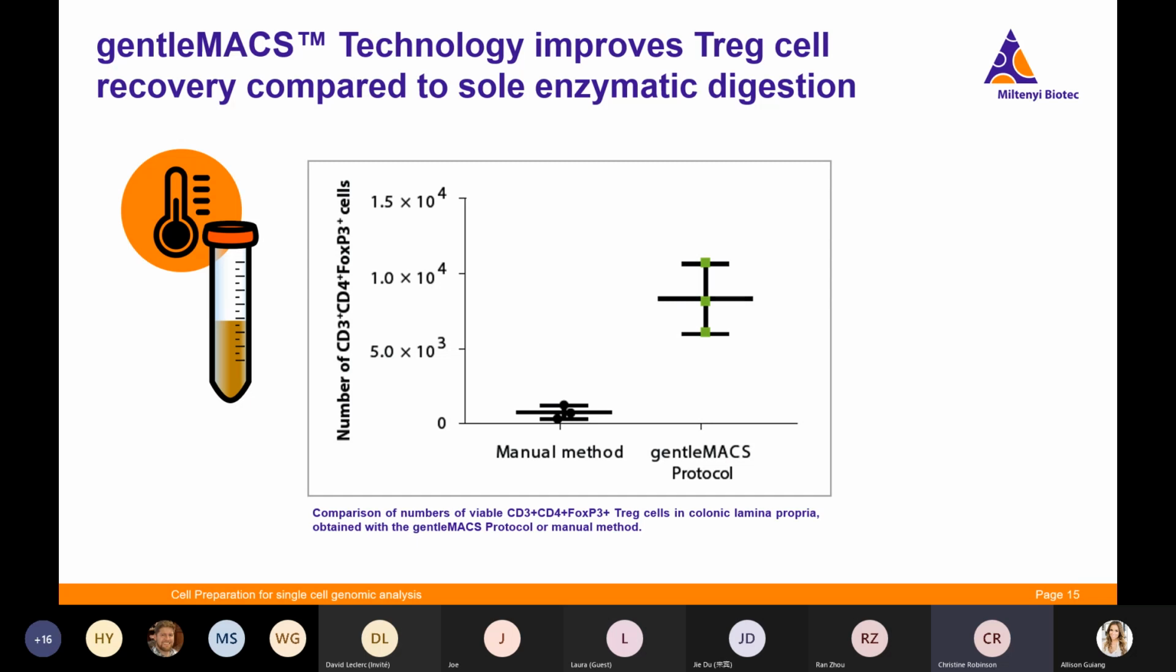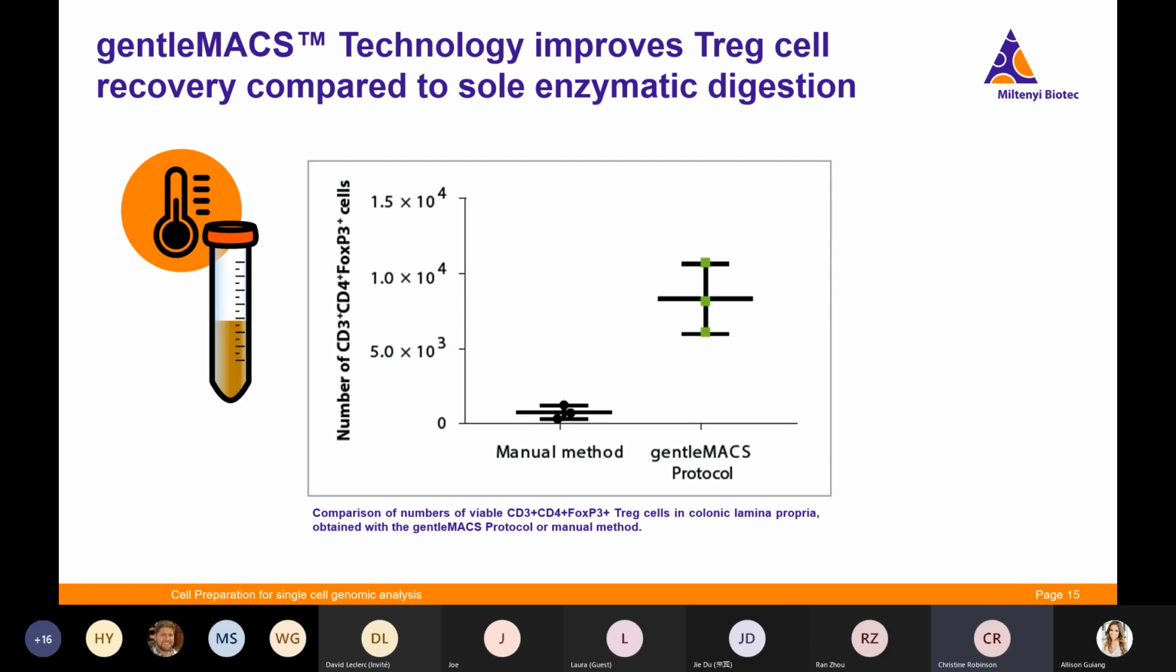So for example, on this slide, some protocols do use solely enzyme digestion, and this tends to be less efficient when compared with the GentleMACS. So here, this is actually customer data of a comparison of a manual protocol for lamina propria digestion with the respective GentleMACS protocol, and you can see there's actually a much higher yield of Tregs when you use the GentleMACS.